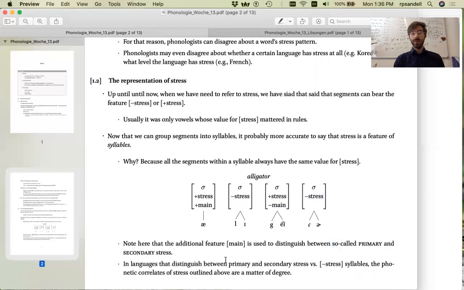So in languages like English that distinguish between primary and secondary stress, as opposed to unstressed syllables, minus stress syllables, the phonetic correlates of stress that we've outlined above become a matter of degree. So this syllable with primary stress will be longer than all of the other syllables, but the syllable with secondary stress will be somewhat longer than these two unstressed syllables.